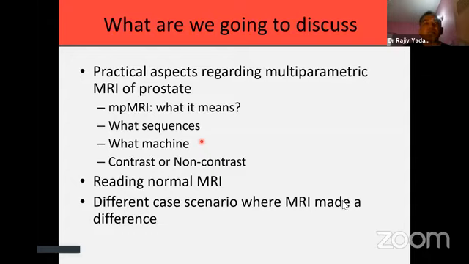Then I will switch over to reading the normal MRI, because how we start reading a new technique is first we should know the normal. Once we can make out that it is not looking normal, then we start explaining the abnormal aspects on the MRI film. And then if time permits, we will be discussing actual case scenarios where patients have been followed up and the MRI made a difference.